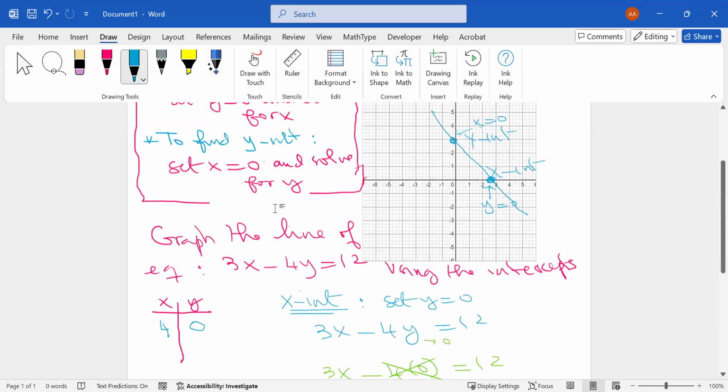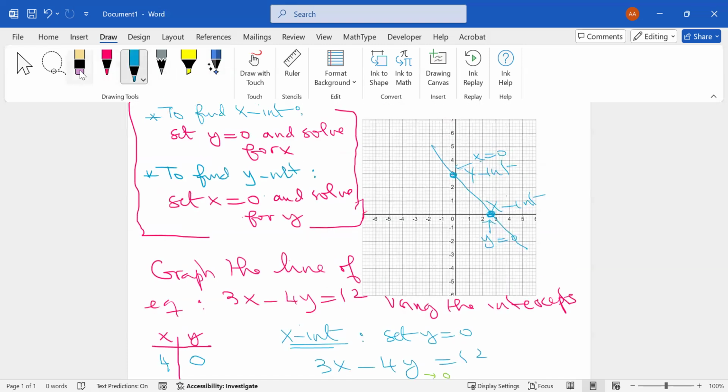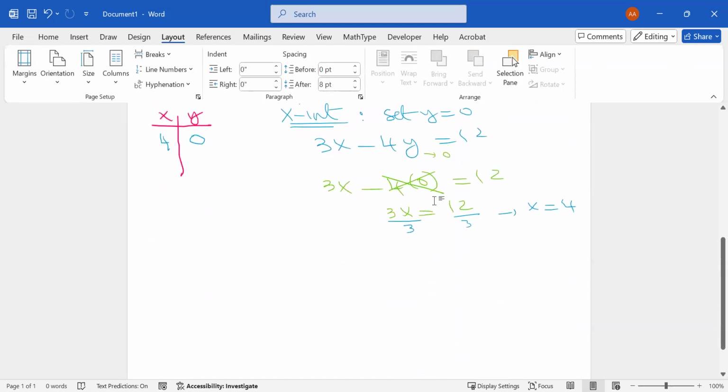I plot that point, so let me first erase this one right here to free the system. Now I plot my point 4, 0. So x is 4 right here, and y is 0. That's my x-intercept. Now to find the y-intercept, I do the other way around.